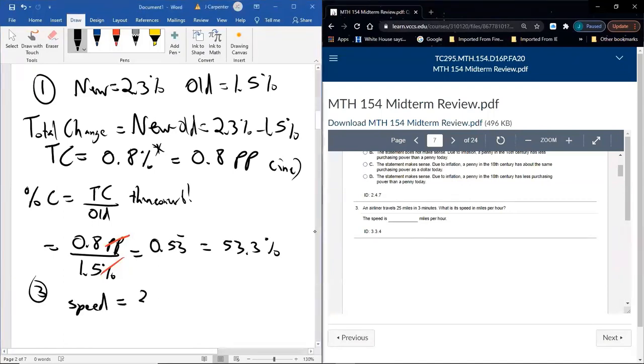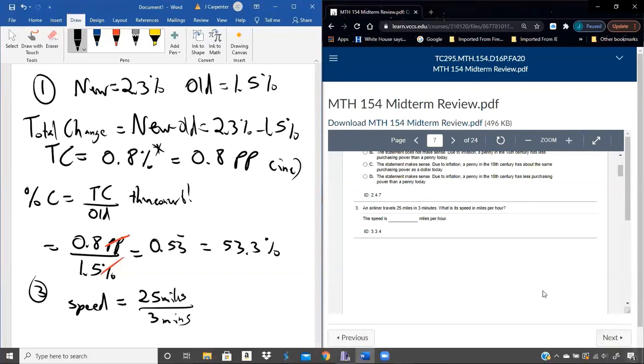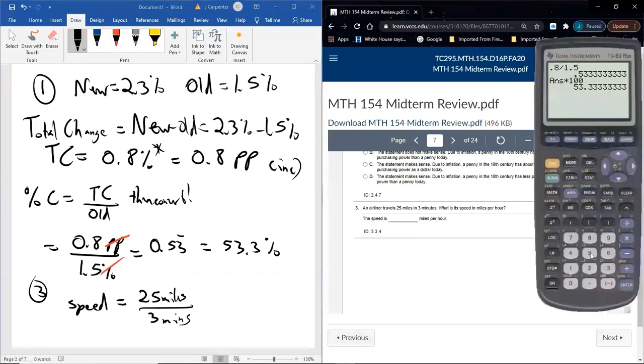So our speed would be the 25 miles that we go in 3 minutes. And that doesn't divide perfectly. So they don't actually say anything about rounding. So, interesting. But you could divide that if you really wanted to, and I'll show it, but ultimately I'm not gonna keep it. So 25 divided by 3, and you get 8.3 bar. And the fact that they didn't tell me to round is actually a clue that says, that must not be right.